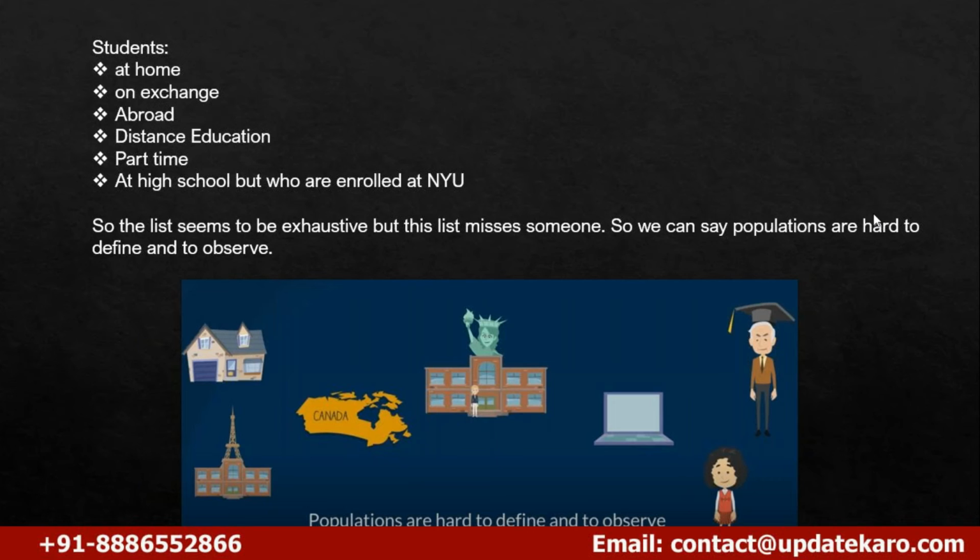Right? So that is the reason we are saying that populations are never complete. We feel that the list is exhaustive, but it misses someone. That is the reason we say that populations are very hard to define and to observe. Now you understand the intensity of this point: populations are hard to define and to observe.